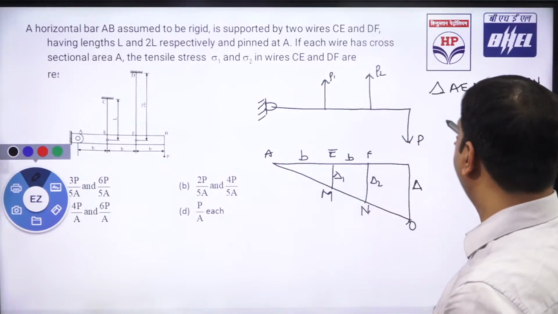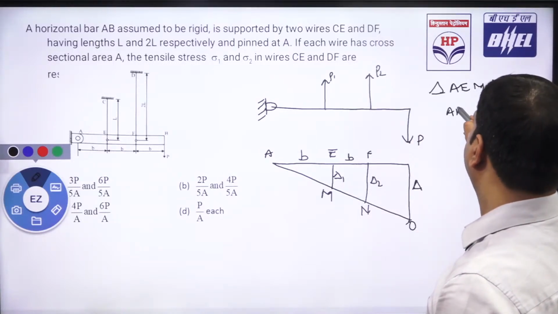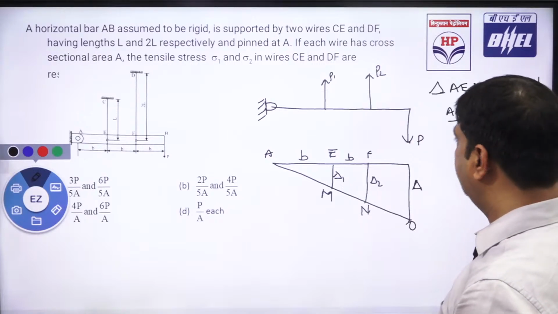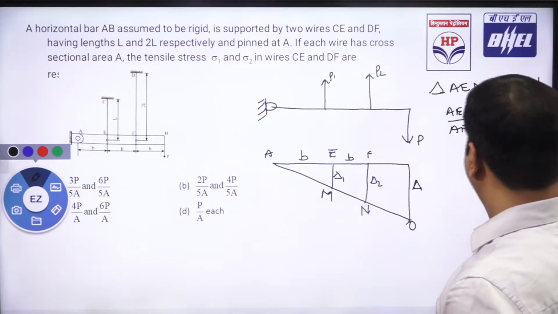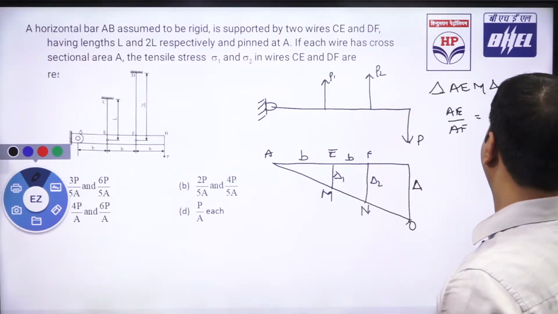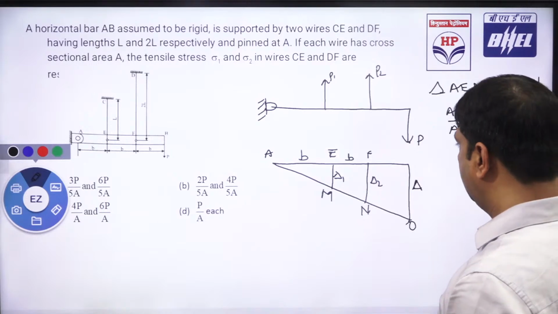So from here we can write AE by AF equals EM by FN.